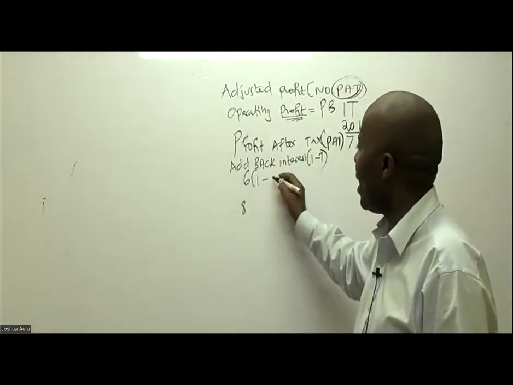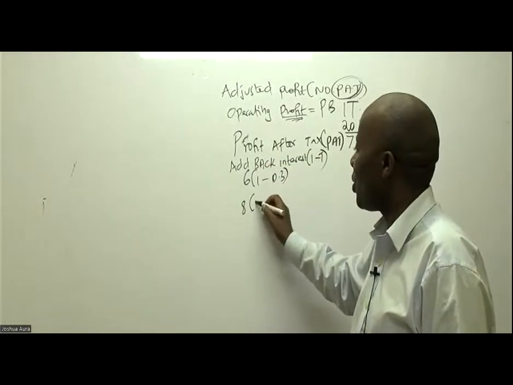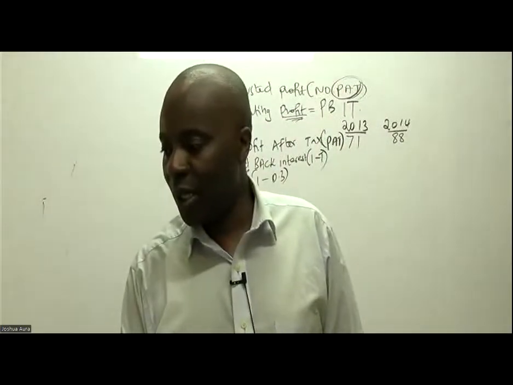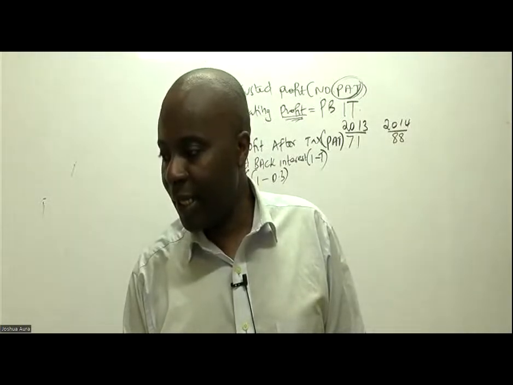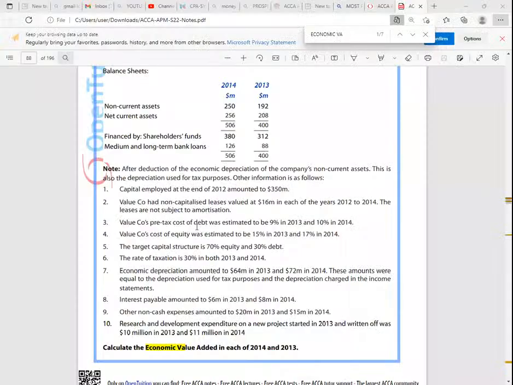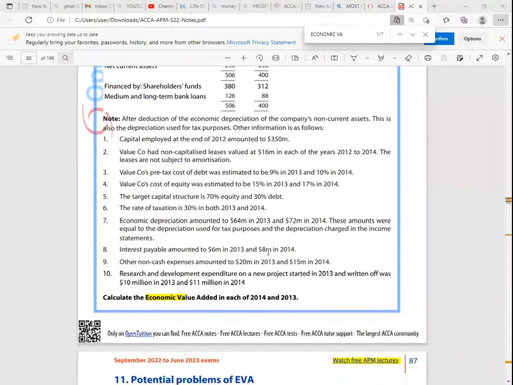So 1 minus the tax. You're told in this question the tax is 30%. Tax that is given in this question is 30%. Is there somebody who is able to see the figure of tax? It must be somewhere here. Tax rate, note number 6, 30% in both 2013 and 2014.